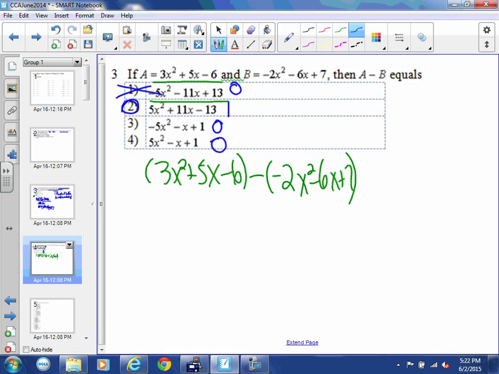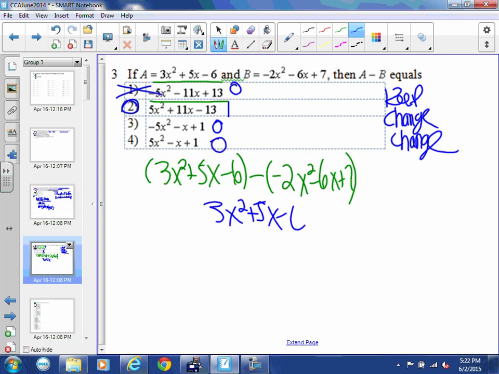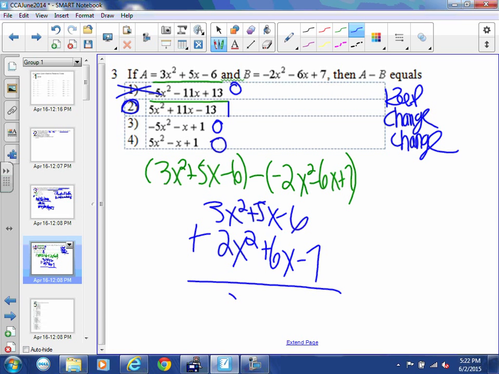Now to do this mathematically, to subtract polynomials, you need to keep, change, change. Keep the first one, change subtraction to addition, change everything in the second polynomial. Combine like terms: 5x² + 11x − 3.